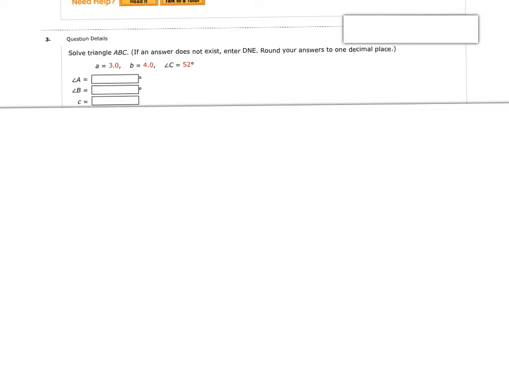Next up here, it says to solve the triangle, so I will draw it out here. So we have A, B, C. Little a we know is 3, little b is 4, and then C is 52. So it looks like it gives me side-angle-side here. So that means we're going to start with the law of cosines. You can also see I cannot start with the law of sines because I don't have one complete fraction for law of sines.